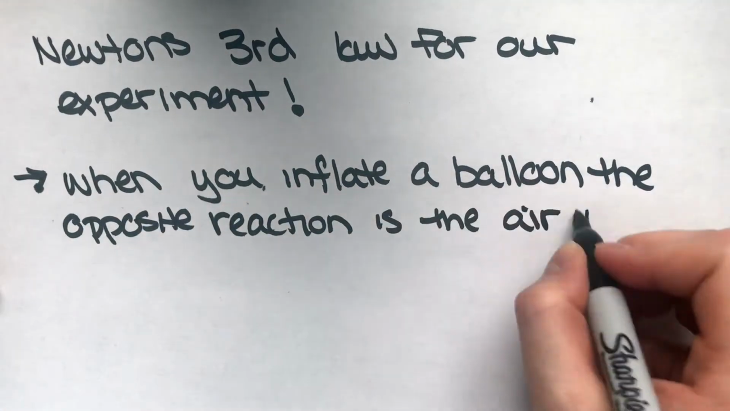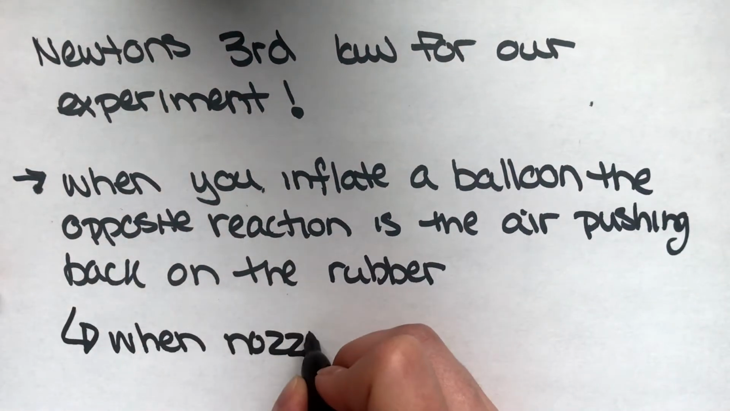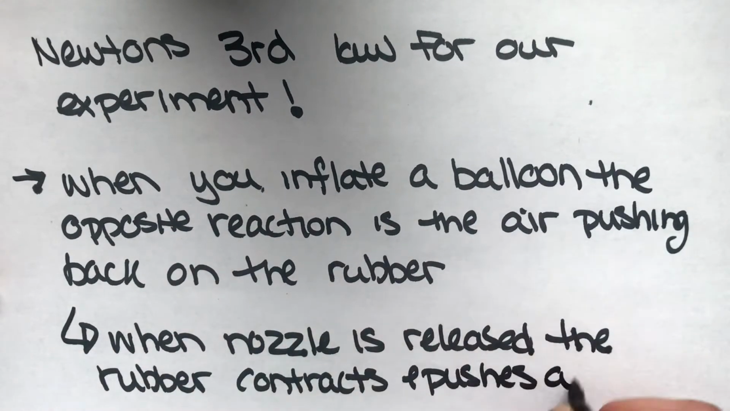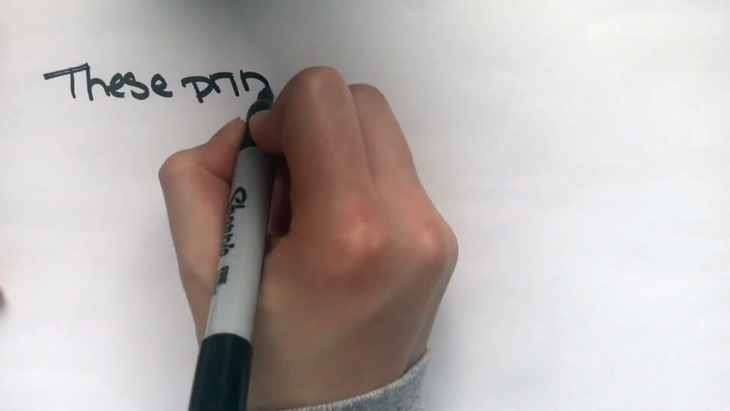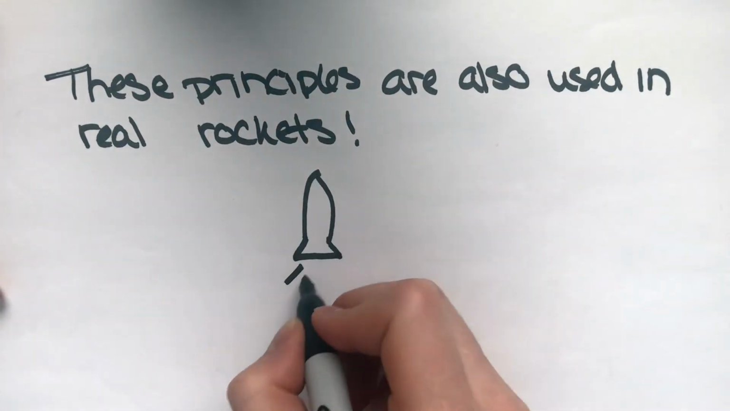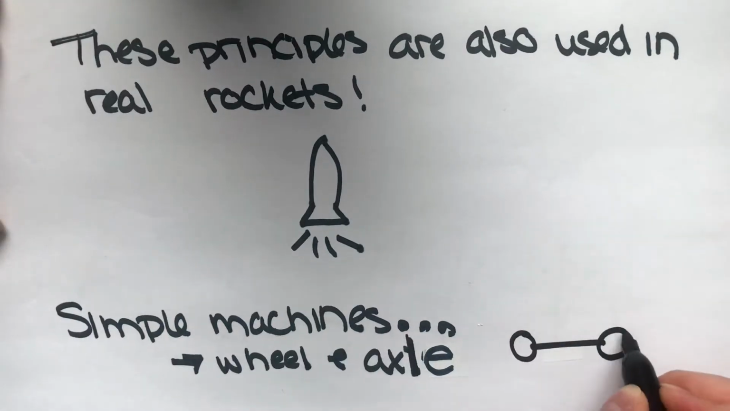Now let's think about our experiment today. When you inflate a balloon and then release the nozzle, the rubber contracts and pushes the air out the nozzle. This means that there must be an equal and opposite reaction. The air pushes back on the rubber, propelling the balloon forward. This principle is used in real rockets and jets that shoot a high-speed stream of gas out the back of their engines, propelling the vehicle forward.